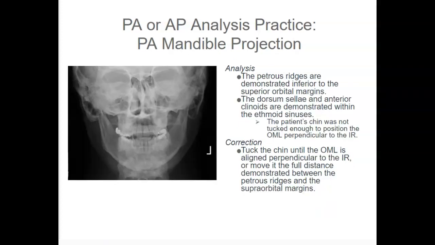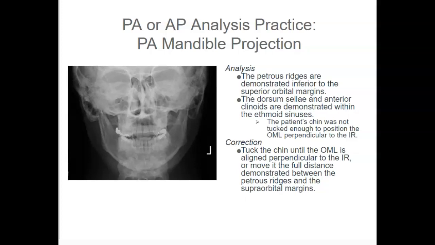In our last image analysis here, this is a PA mandible projection. We might have collimated a little bit more. Looking at this image, we're going to look for rotation. So we want to look at those lateral cranial cortices margins to the lateral orbital margins, and they look sufficient. So we don't have rotation, but there is some OML misalignment here.